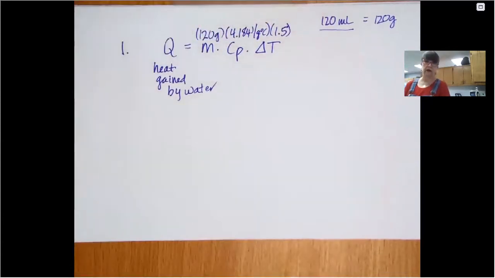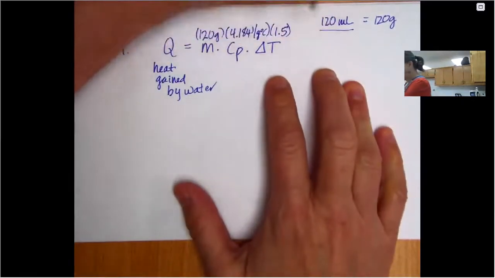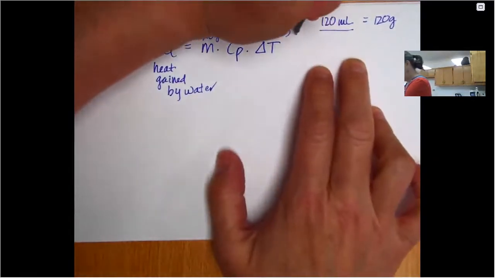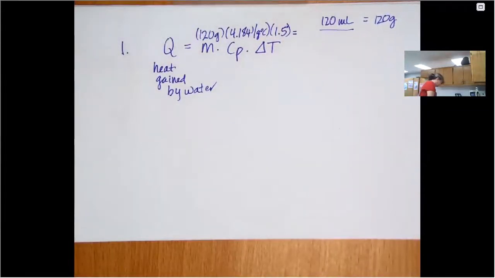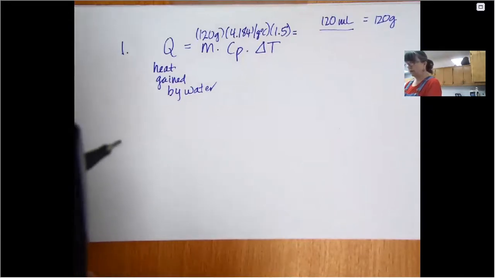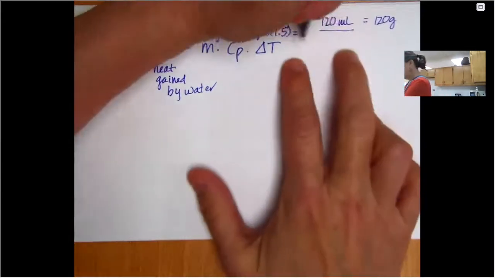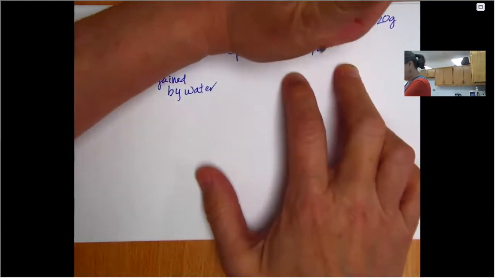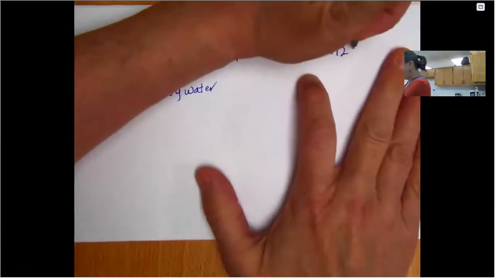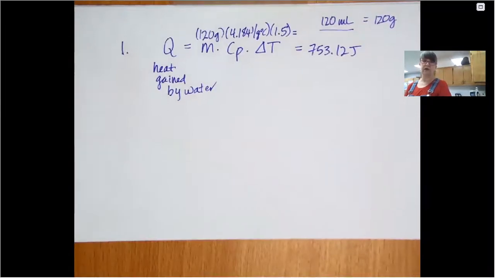Now, this is not going to be the temperature you used. You're going to look at the data I gave you in that second table and calculate for yourself that delta T. So if I multiply these together, what I get is 120 times 4.184 times 1.5. I get 753.12 joules. That's how much heat the water absorbed.